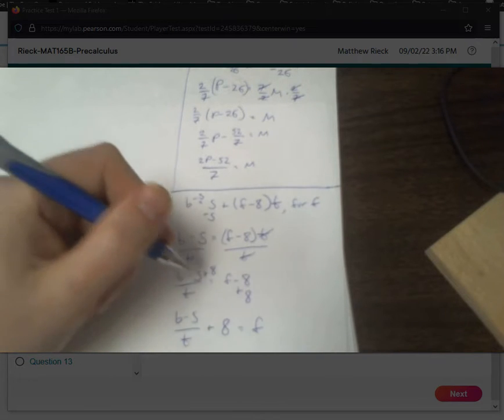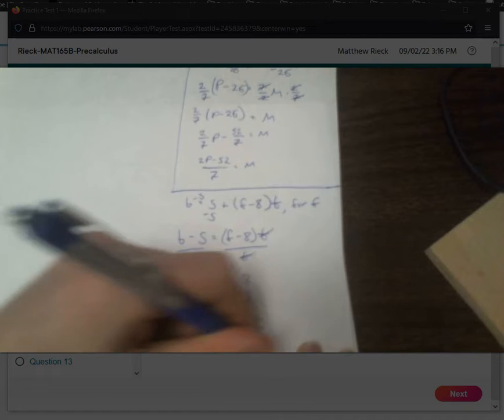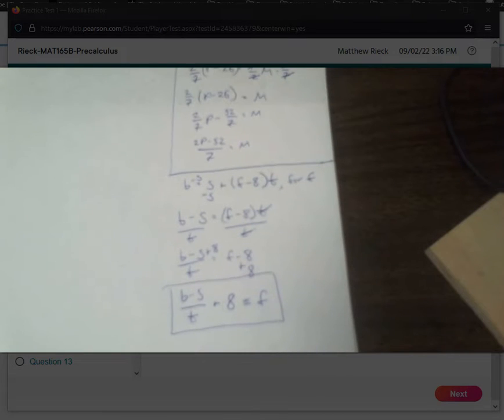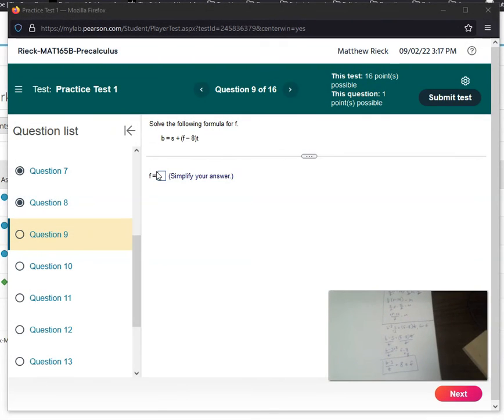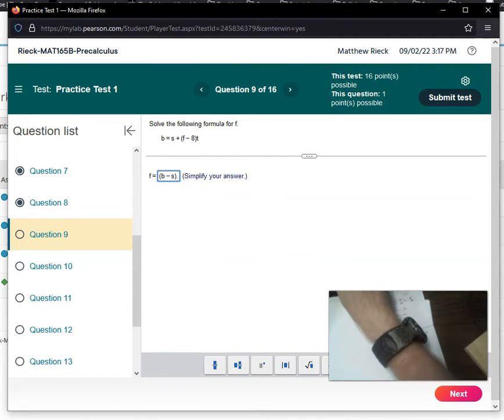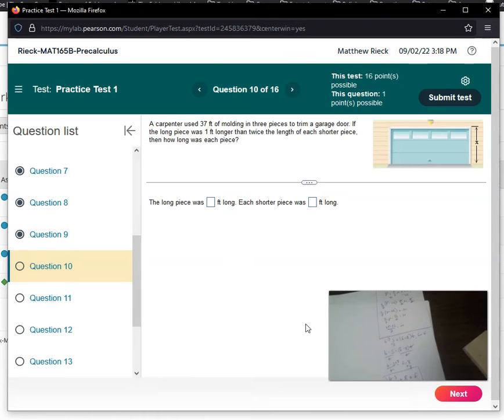Fortunately, I didn't leave myself enough space with the equal sign there. All right, so that is going to be my answer there. All right, so b minus s over t plus 8. All right.